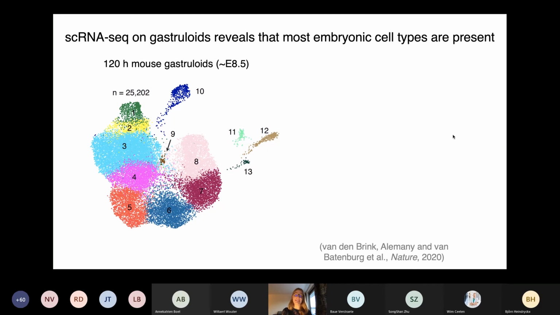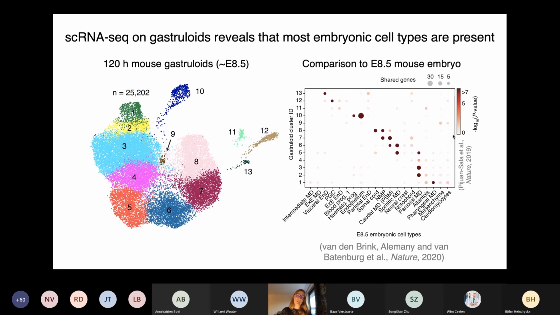And in order to annotate these cell types, we compared the gene expression levels in these cell types with that of the gene expression pattern in a previously published embryonic single-cell data set. And this approach revealed that most embryonic cell types are present in the gastruloids, although they clearly lack the brain, and they're also not able to form the notochord, and they're also not able to form any extra-embryonic cell types. And this is very important because this means that they cannot form a placenta, and that means that they cannot implant in a mother, so they can never give rise to a viable living individual.